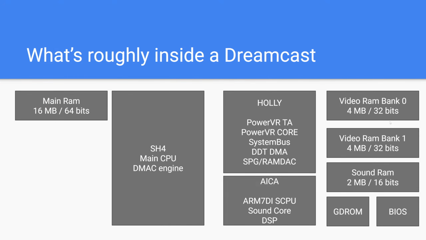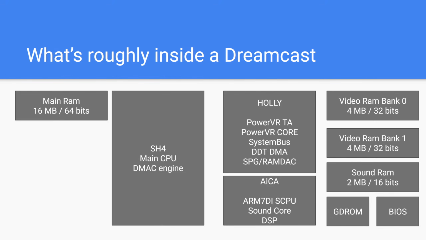Then there is the main memory that is connected to the SH4, and then there is the Holy chip that contains the PowerVR tile accelerator, the PowerVR core, which is the part we have implemented, the system bus, a secondary DMA controller that coordinates with the main SH4 DMA controller to copy memory around, then the video output part and some other things. And then there is a third chip, the ICA CPU chip.